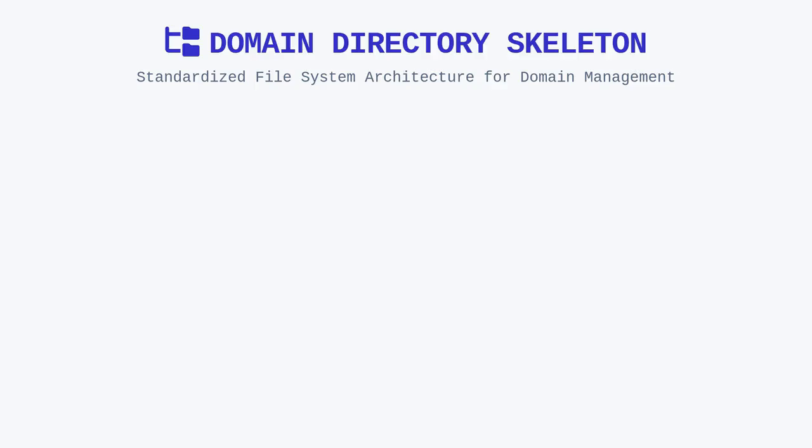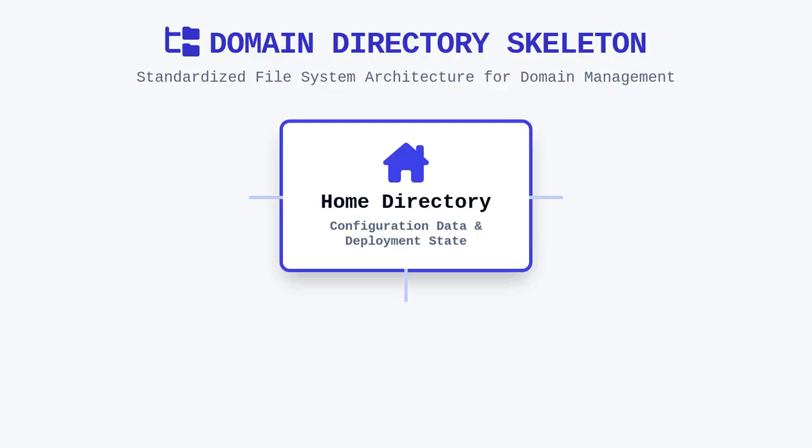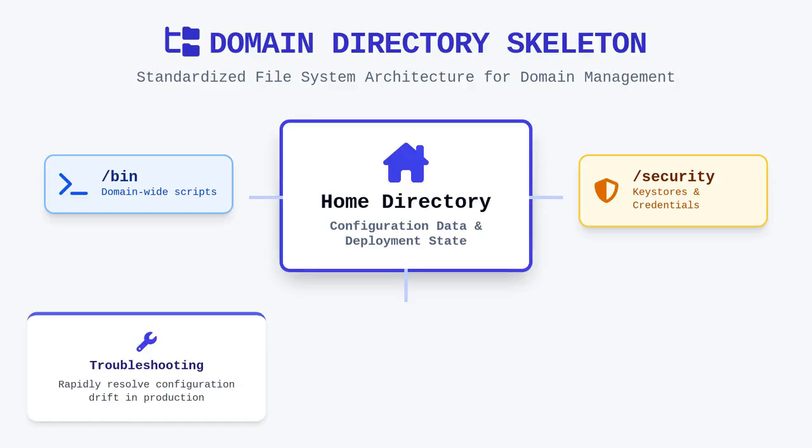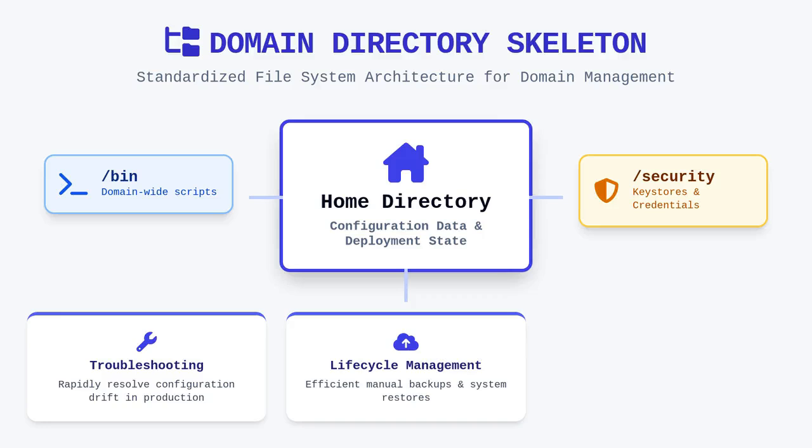Our structural analysis must also account for the directory skeleton that defines how the domain lives on the file system. Every domain possesses a specific home directory containing the configuration data, security files, and current deployment state. Within this structure, you find the bin directory for domain-wide scripts, the servers directory for individual instance runtime data, and the security folder for managing key stores and credentials. Understanding this layout is not merely an academic exercise, it is a practical necessity for troubleshooting configuration drift or performing manual backups and restores in a production scenario.